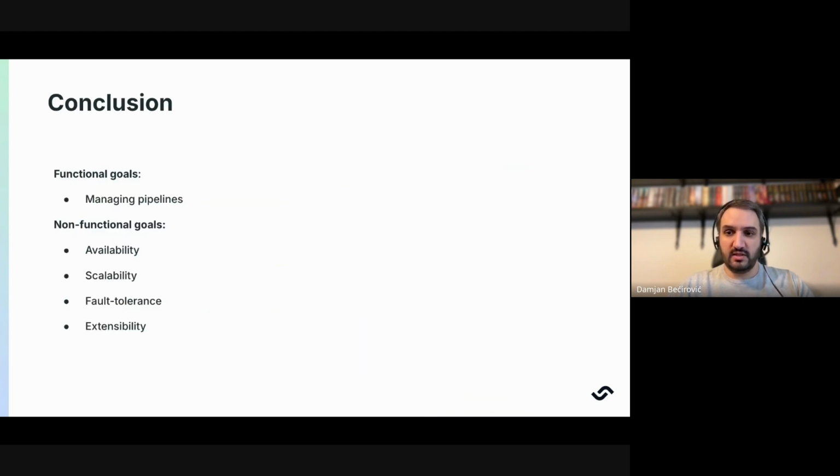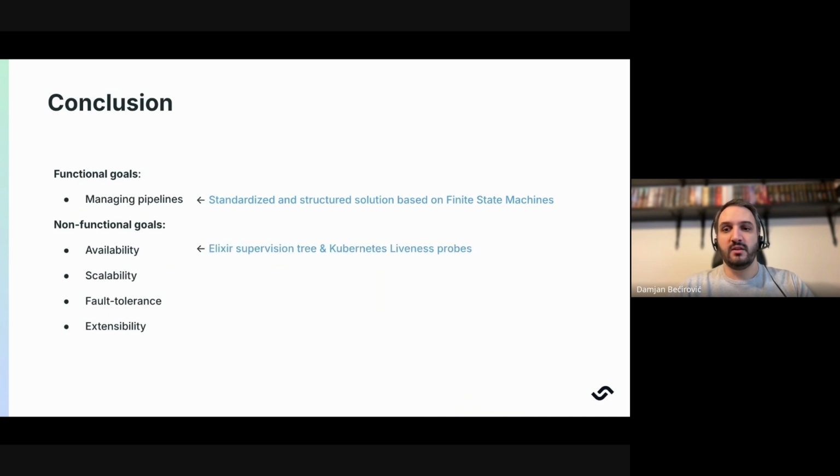To conclude this presentation, let's recap how the Plumber implementation we have is solving all functional and non-functional requirements we defined at the beginning. For managing pipelines, we have a standardized solution based on finite state machine model, implemented and structured through the set of looper workers. The availability goal is achieved by relying on Elixir supervision tree to restart any failed workers, and Kubernetes liveness probes to restart any pods that have failed completely.